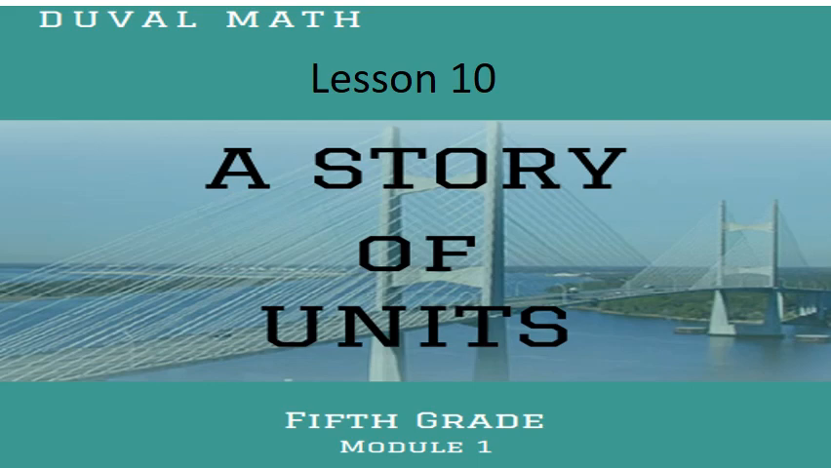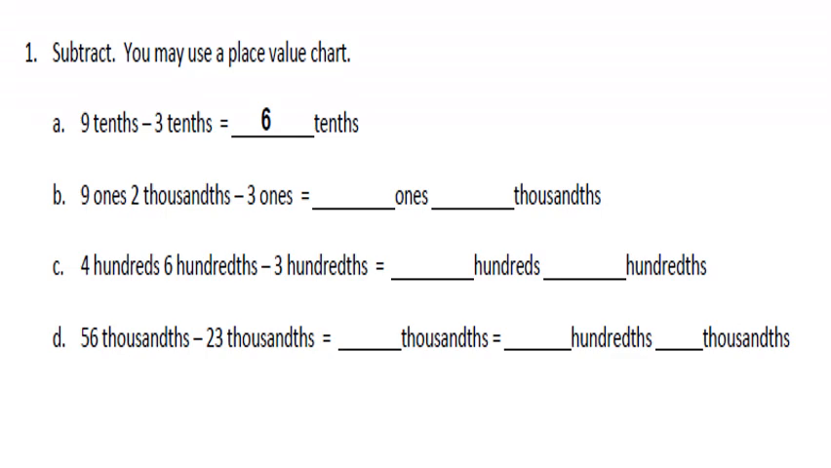Okay, this is lesson. On this one, we were subtracting using standard algorithm and unit form. As you can see on A, it said 9 tenths minus 3 tenths equals 6 tenths. So we had the same units here, so we're able to use our basic math facts. In B, it says 9 ones 2 thousandths minus 3 ones.